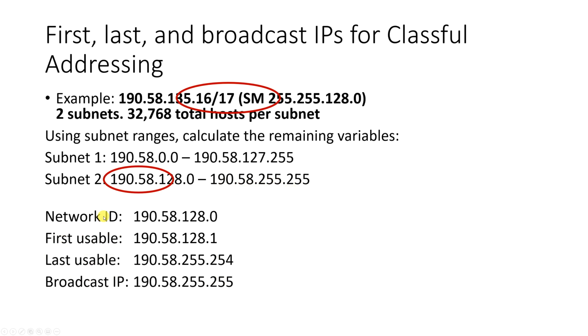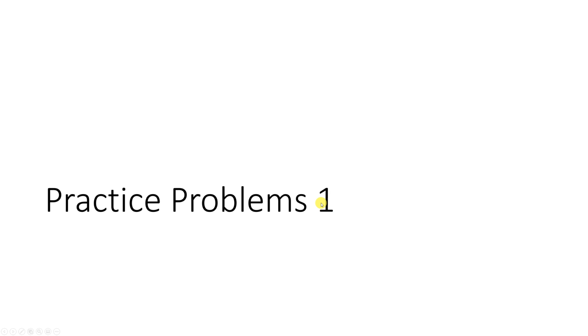And then first and last usables. Well, first usable is always one more than network ID. So it's going to be 190.58.128.1. And last usable is always one less than broadcast IP. So it's 190.58.255.254. See, that wasn't as complicated as you thought it was. It's pretty straightforward. Now, you may have to pause this video and replay it a bit to really get a handle on things. But in the next video we're going to do some practice problems, and I'll see you then.